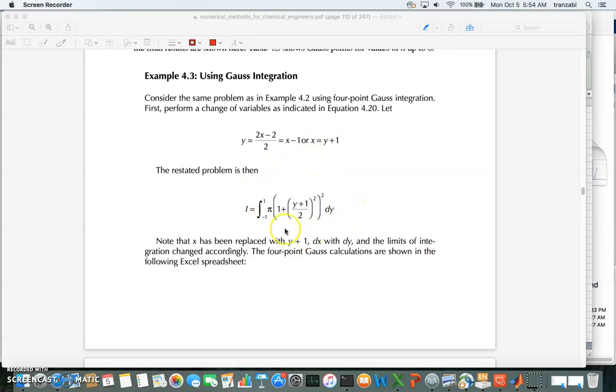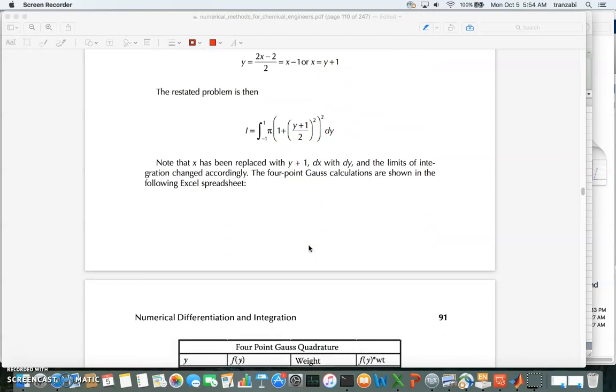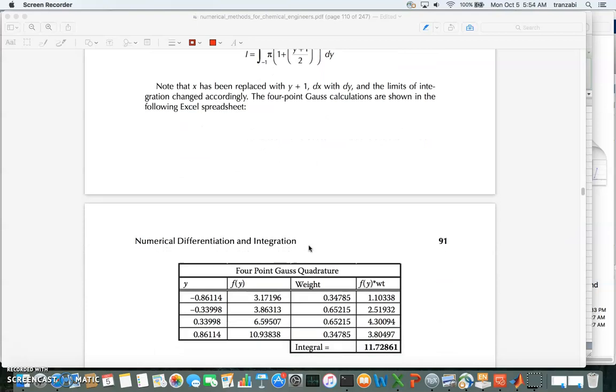So this is the integral, and the limit is going to be minus 1 to 1, where x was replaced by y plus 1. Now I can do Gauss Quadrature. So let's do, let's see.